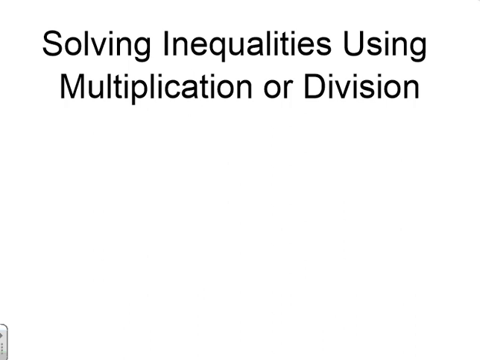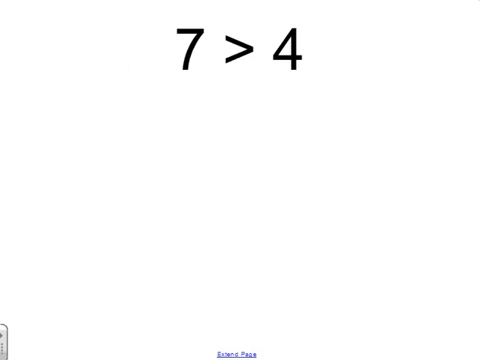In this video, we will be learning how to solve one-step inequalities that use either multiplication or division. First, though, we're going to look at something kind of weird that happens when we're multiplying and dividing on both sides. So we're just starting with something we know. 7 is greater than 4. That is a true statement.